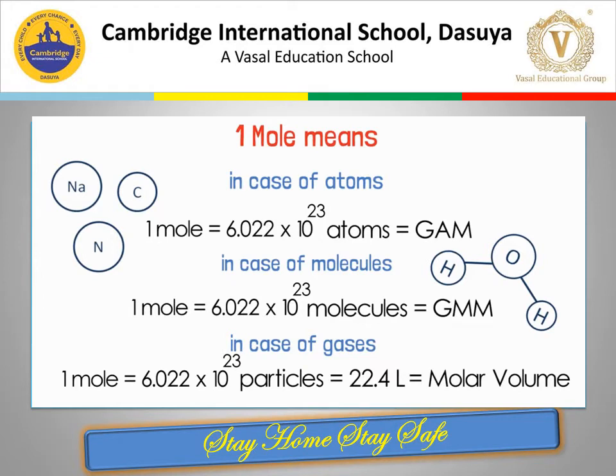Now, if we take gases, then 1 mole of any gas is equal to 6.022 × 10^23 particles, and this is equal to 22.4 liters under the normal condition of temperature and pressure, called the molar volume. If we take any of the gases, the molar volume under standard conditions always remains the same. Whether we take hydrogen, oxygen, carbon dioxide, sulfur dioxide, or any other gas, if we take 1 mole of these gases, then their volume is always equal to 22.4 liters.